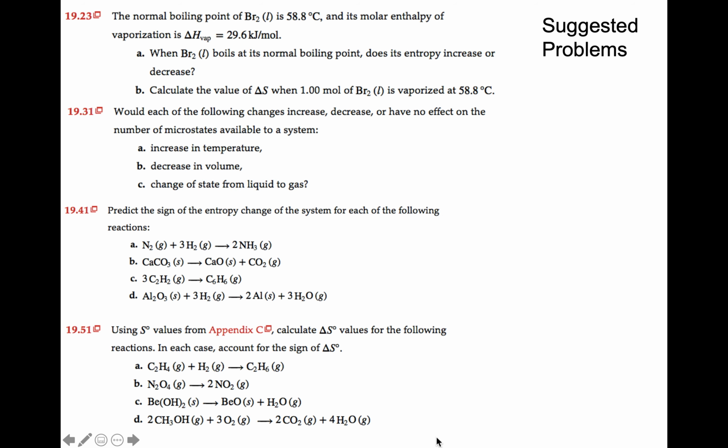Suggested problems within this, these match up with different ideas that I discussed within this video. Some are making predictions, some are performing calculations, and some are thinking just in general terms about microstates.